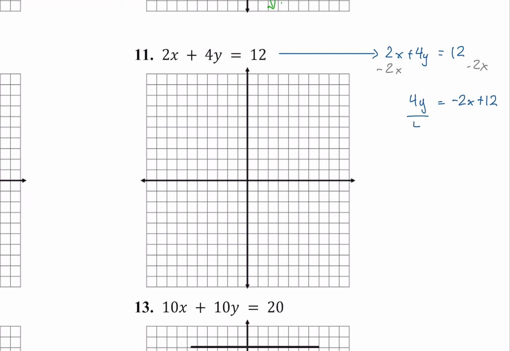Then we'll go ahead and divide by 4. The thing to remember is when you divide by 4, you divide everything by 4. So you get y is equal to minus 1/2, and the x could actually be thought off to the side, but that's our slope, negative 1/2, plus 3. So here we have our slope, we have our y-intercept, so 3 is our y-intercept. We fall 1, run 2, put a second point, and that is going to be the line, or the graph of this line.